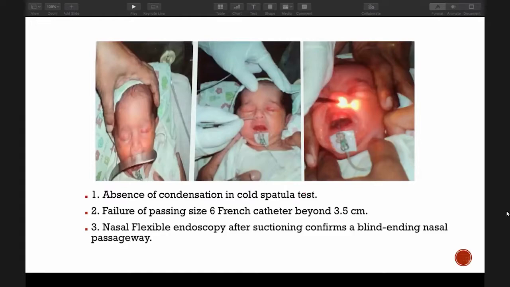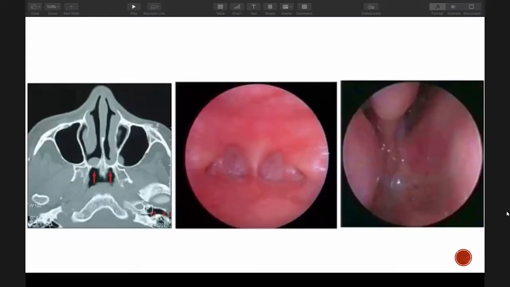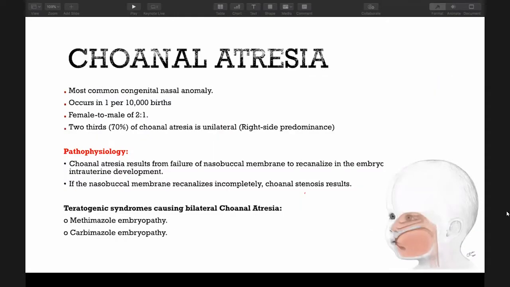So for this neonate, we found there is absence of condensation on the cold spatula test, failure of passing a French catheter beyond 3.5 cm, and nasal endoscopy after suction. Okay, so here we can see on the CT that both choanae are completely closed. With the retrograde nasal endoscopy, we found that both choanae are closed, and the nasal endoscopy also shows a blind ended passage. So our diagnosis will be choanal atresia.